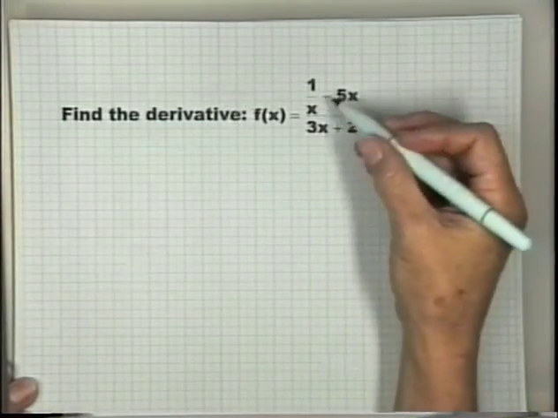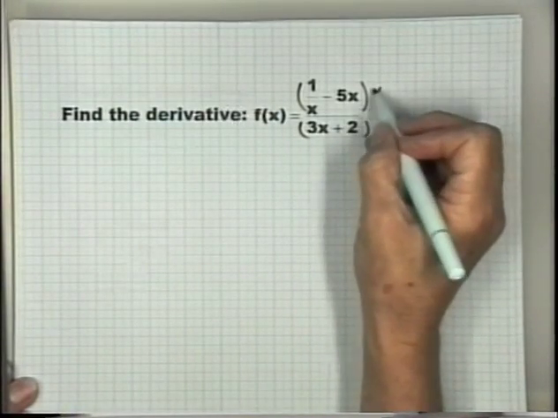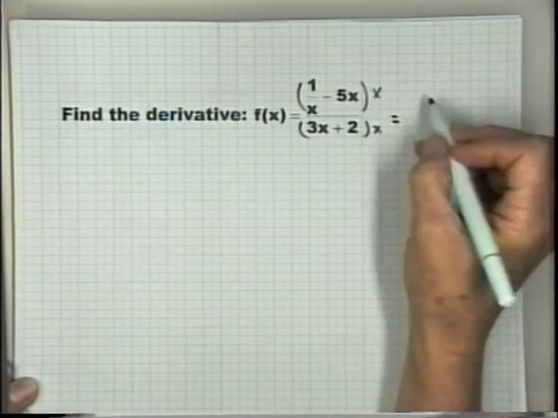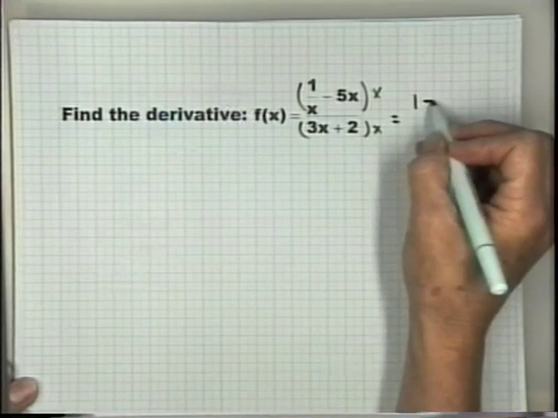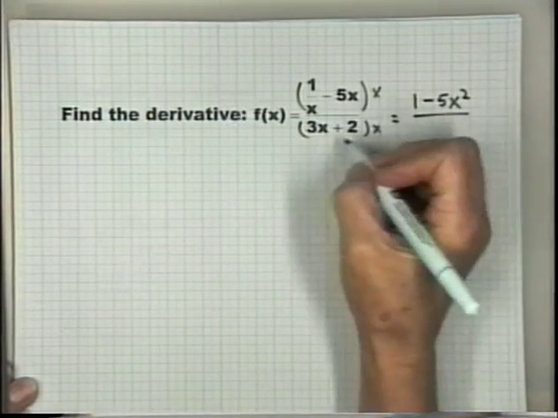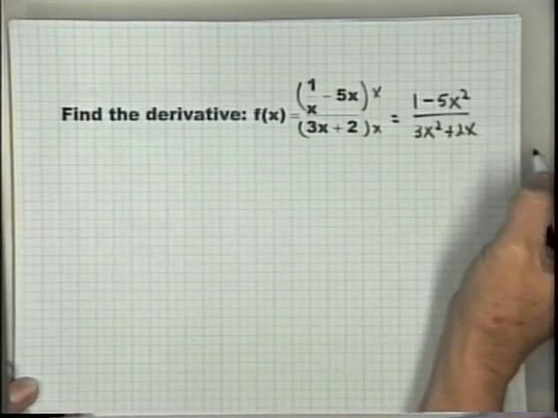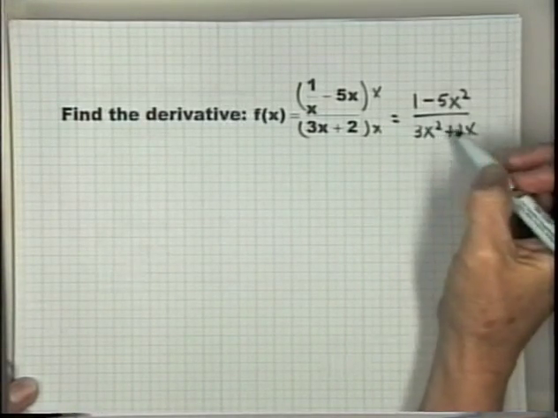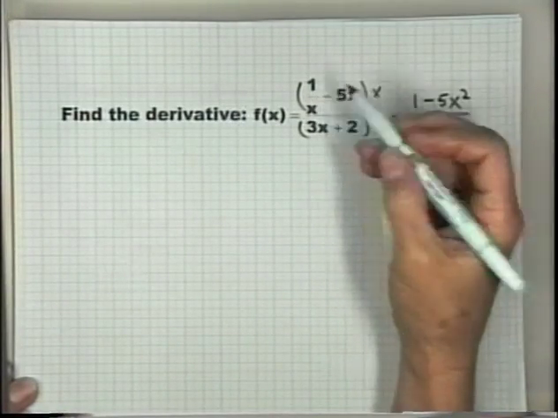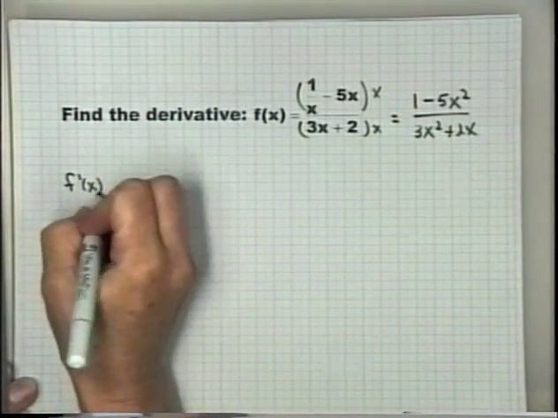This is a complex fraction. So let's simplify our complex fraction a little bit by multiplying numerator and denominator both by x. X times 1 over x gives me 1, and then I'll have minus 5x squared. Do you see that? And then down here we will have 3x squared plus 2x. The quotient rule applied here will be much easier than the quotient rule applied here, where even if you write that as a negative power, it's going to be very difficult. So let's apply the quotient rule.